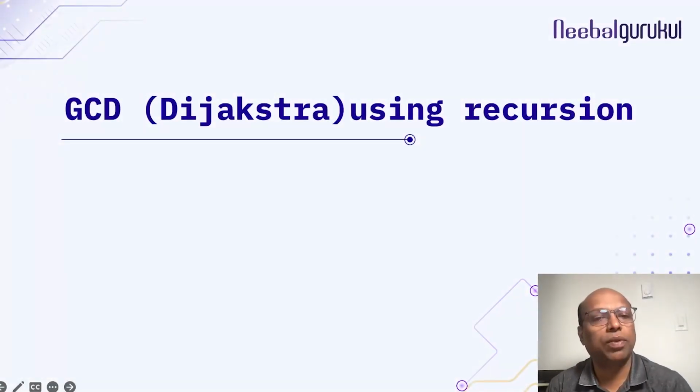The problem is that we will find the greatest common divisor using Euclid's algorithm and using recursion. How to solve the problem? Okay, so we have solved it using a while loop. If you watch my while loop video, you'll understand that. But now we are going to solve it using recursion.